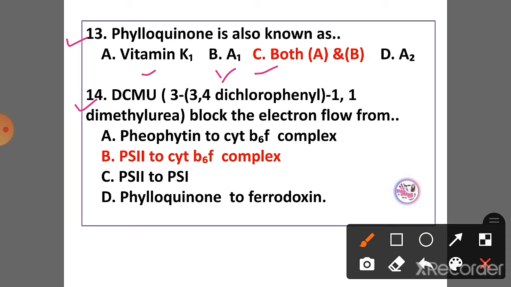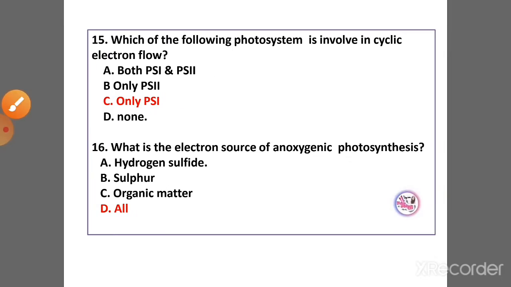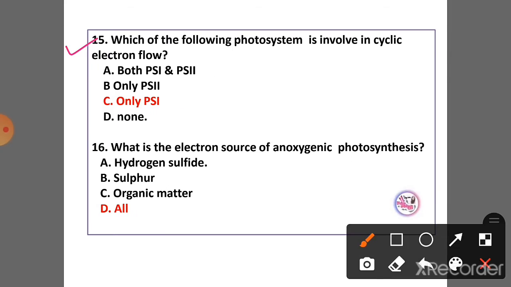Question 14. DCMU, 3,4-dichlorophenyl 1,1-dimethylurea, blocks the electron flow from option B, photosystem 2, to cytochrome b6 complex. Question 15. Which of the following photosystems is involved in cyclic electron flow? Option C. Photosystem 1.